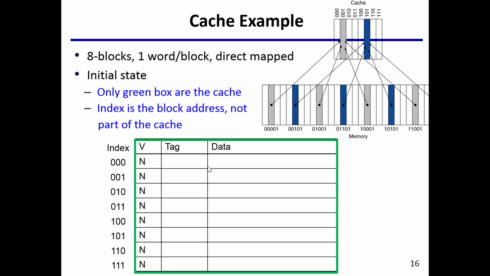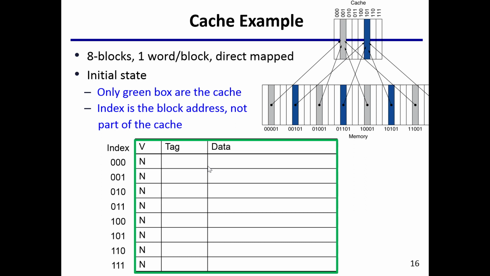Okay, so here are some examples. These are pretty nice. Let's look at the cache. The cache is a table. Notice it's separated into three parts, three columns: valid, tag, and data. Notice there are eight rows because there are eight slots.